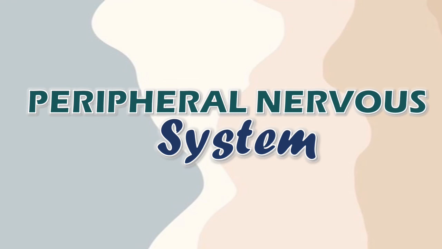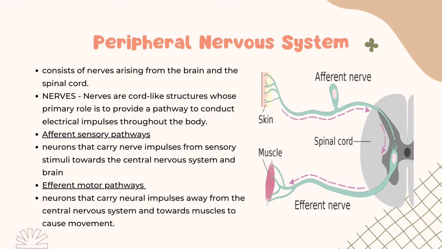So it includes the cranial nerves, the spinal nerves and their roots, and the branches and the peripheral nerves, as well as the neuromuscular junctions. Okay, so with that, the peripheral nervous system consists of nerves arising from the brain and the spinal cord. So it includes as well the nerves. Nerves are cord-like structures whose primary role is to provide a pathway to conduct electrical impulses throughout the body. Okay, so we have here different pathways under the peripheral nervous system.